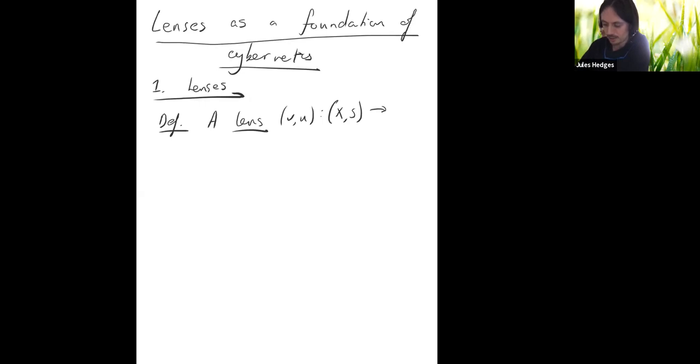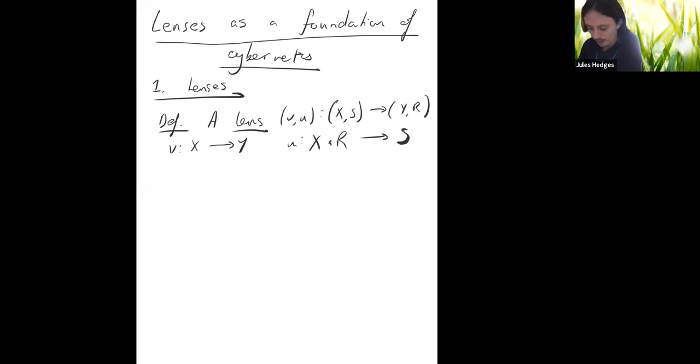So it's the thing that goes between pairs of sets. So it's just a pair of functions where the first thing goes forwards between the forwards sets, and the backwards thing goes backwards between the backwards sets. So a lens is just, by definition, this pair of functions.